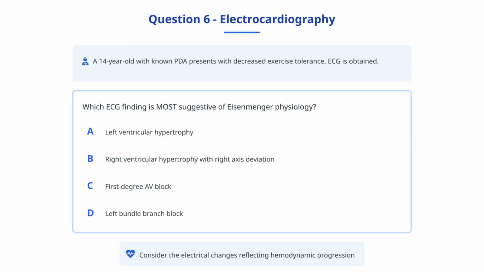For our sixth case, a 14-year-old with known patent ductus arteriosus presents with decreased exercise tolerance. An electrocardiogram is obtained. Which electrocardiographic finding is most suggestive of Eisenmenger physiology? Is it A.